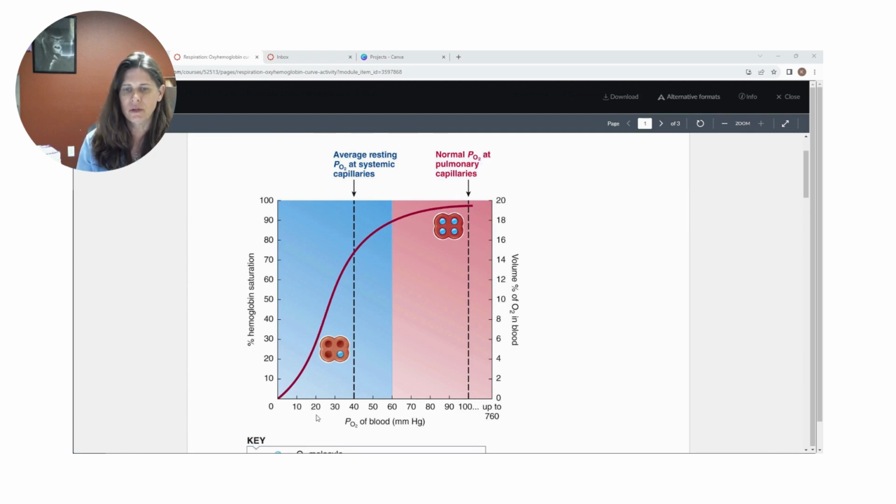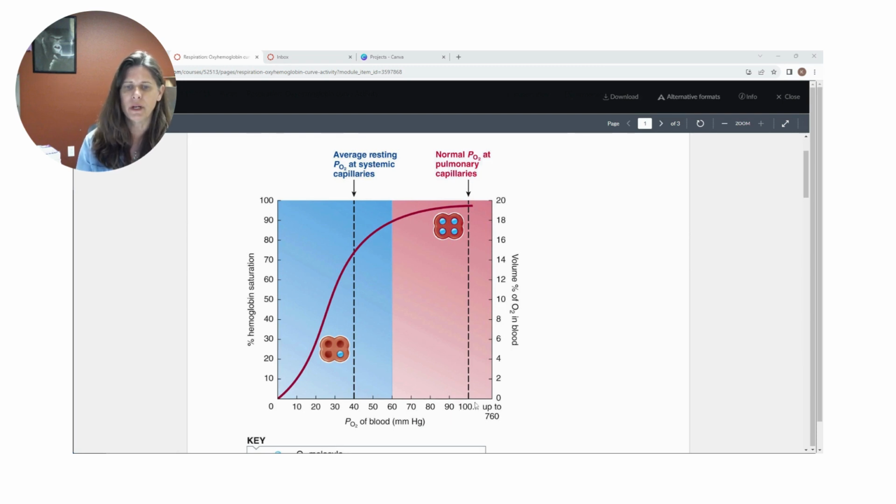So let's first orient ourselves on this graph. You can see on the x-axis, this is the partial pressure of oxygen of the blood in millimeters of mercury. So this is the partial pressure that oxygen exerts within the blood, and the units is millimeters of mercury. Okay, you want to keep that in mind because we want to make sure that we write our units correctly.